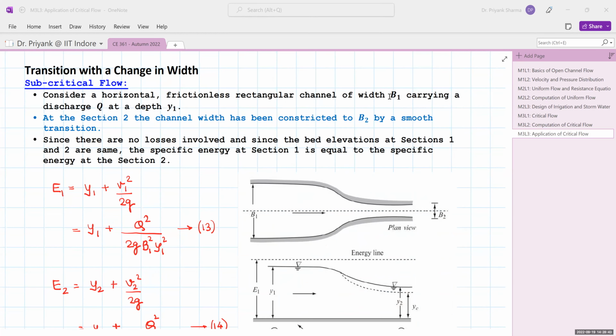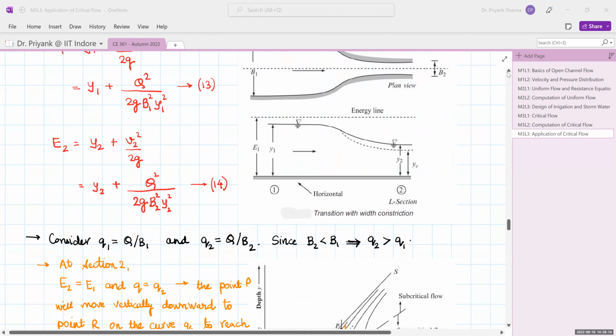Next part comes to the transition with a change in width, that is constricting the flow width. So in this case, again, we have the subcritical and supercritical flow discussions. So our assumption is we have a horizontal frictionless rectangular channel of width B1. So the upstream width is B1, and it is carrying a discharge Q at depth Y1. So as you go downstream, a smooth transition is provided and the width is reduced to B2. So that is in plan, and in section also you can see the same thing.